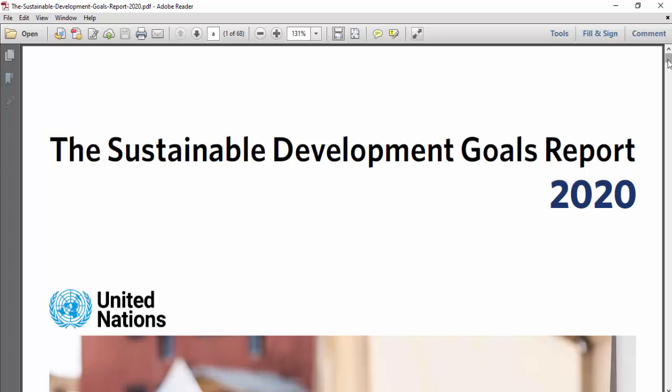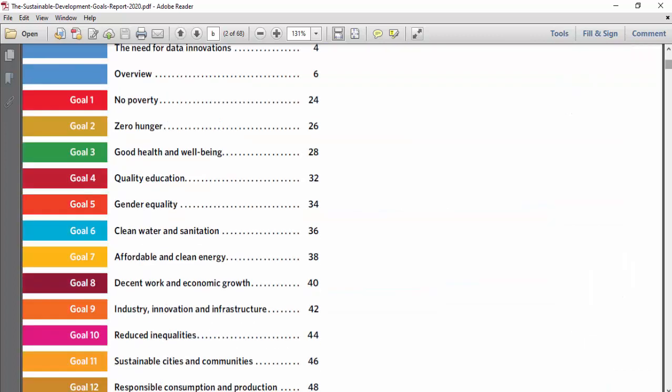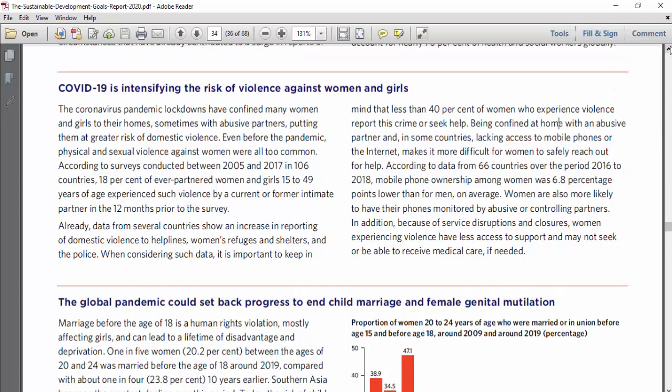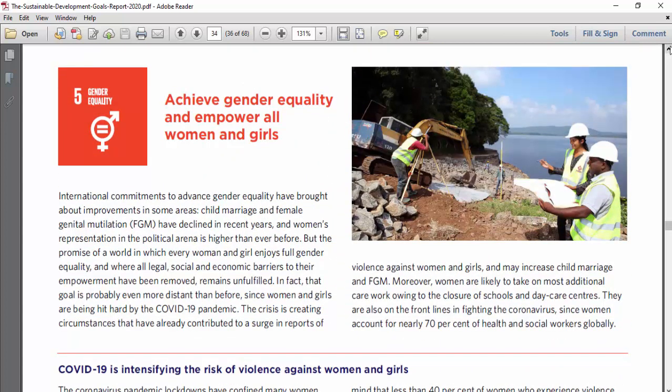So without wasting any more time, let's review SDG 5, and that is gender equality. Okay, very important indicator, guys. Very, very important. Okay, so it says there, SDG 5, gender equality: achieve gender equality and empower all women and girls. So, international commitments to advance. Okay, so I'm going to read the opening paragraph. That's what I've always been doing, but then we're going to discuss.